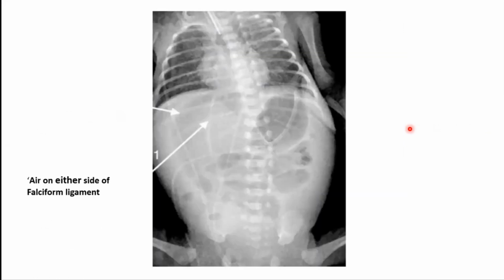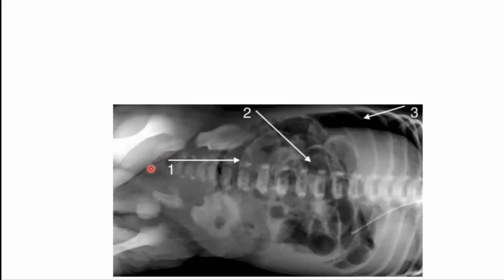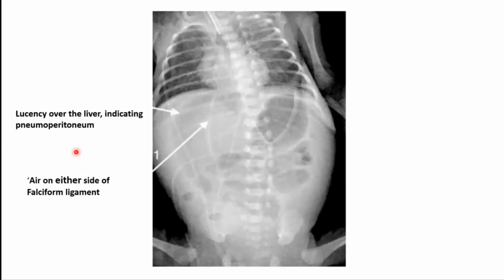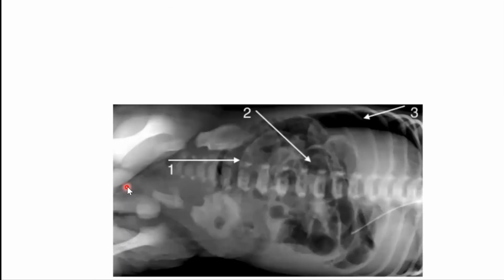Next slide, please. Once the intestine perforates, the air will come into the peritoneal cavity, and you will get signs of pneumoperitoneum in the X-rays. If the baby is in supine position, which is most of the time, you'll get free air over the liver, and if you get significant lucency over the liver, it is suggestive of pneumoperitoneum, as you see in this X-ray.